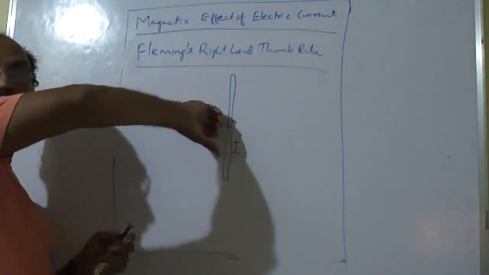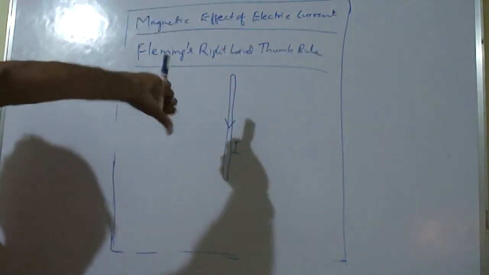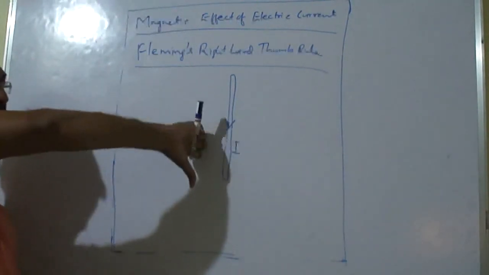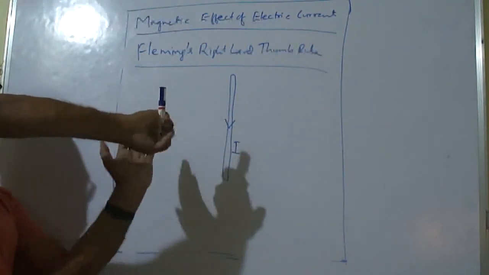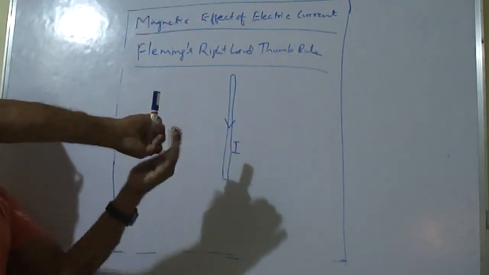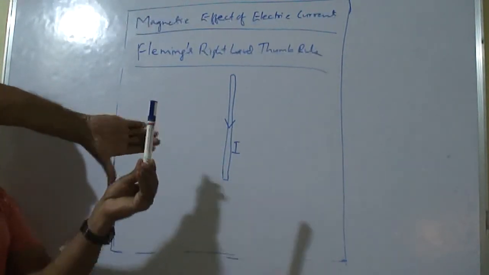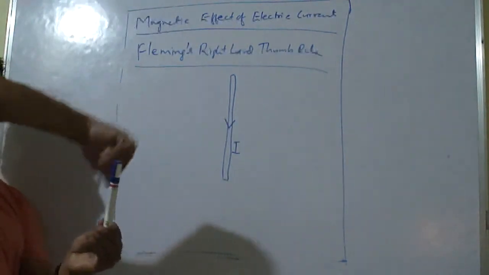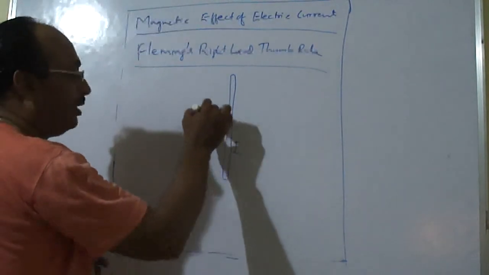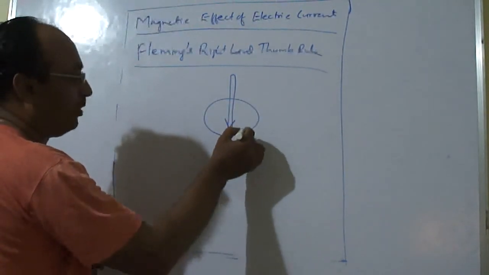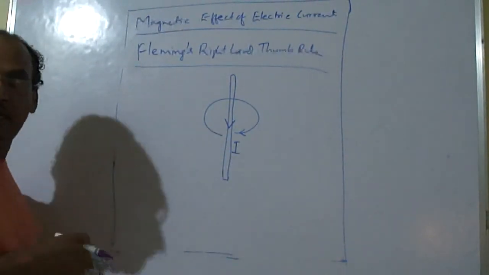So you are holding this iron rod like this. So this thumb is in the direction of current. Okay. So now the curve of your fingers will be showing the direction of magnetic field. This curve of your fingers will show the direction of magnetic field. So suppose it is in this direction, so it will be in this direction.